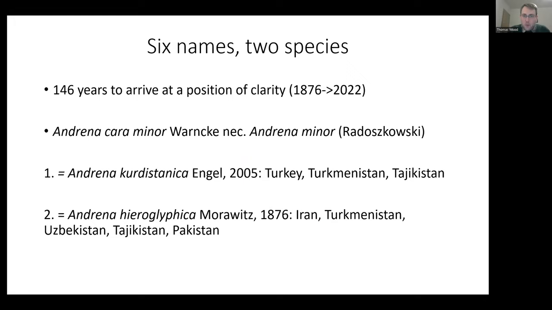And so now we can synonymize these two names. Andrena cara minor, unfortunately, is not actually an available name because it is preoccupied. And so we finally end up with a position of clarity. We have Andrena kurdistanica going again across Turkey to the dry parts of Central Asia, and Andrena hieroglyphica from Iran, Pakistan, and Central Asia. Again, limited by insufficient access to museum collections, insufficient consultation of previous literature, and different workers working in different cultural contexts.